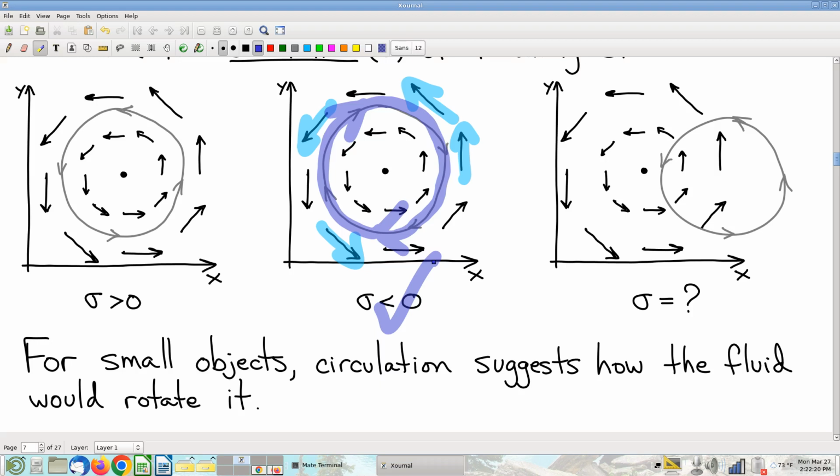Negative circulation just means that the actual flow of the fluid is opposite of the direction of the curve that you computed the circulation on. Everybody all right?